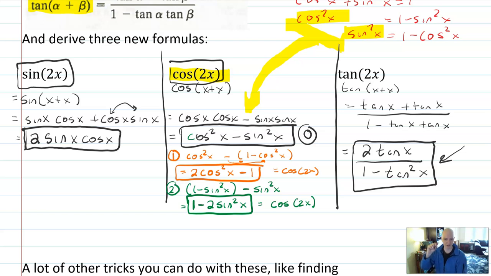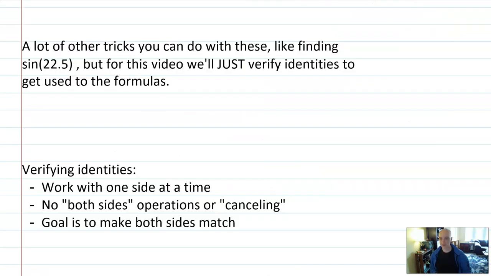Don't just print something out, because the more you write them down, the better you will learn them and the more familiar they'll become. So there's a lot of other cool tricks you can do with these identities. You can, for example, use them to find sine or cosine of an angle like 22.5 that you had no idea what to do with before. But in this video, all we're going to do is the process of verifying identities, similar to what you did in section 5.1 and a little bit in 5.2.